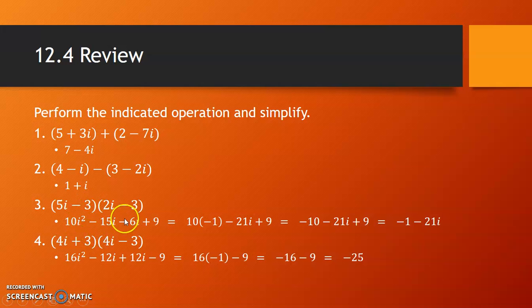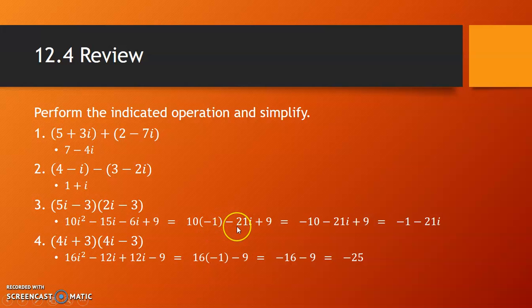Multiplying, if they look like this, again, you're going to want to FOIL them. So first would be 10i squared, outside would be negative 15i, inside would be negative 6i, and last would be positive 9. Remember, i squared can be replaced with a negative 1, so you see how I have that in the next step. So I'm taking 10 times negative 1.